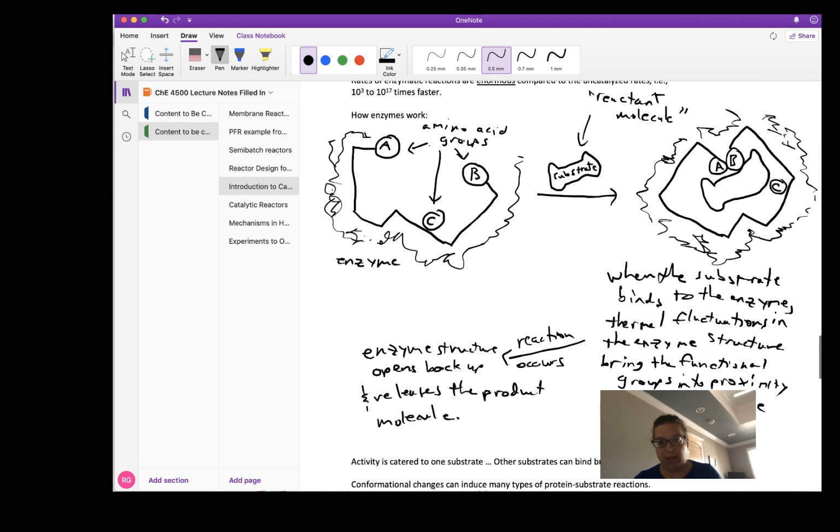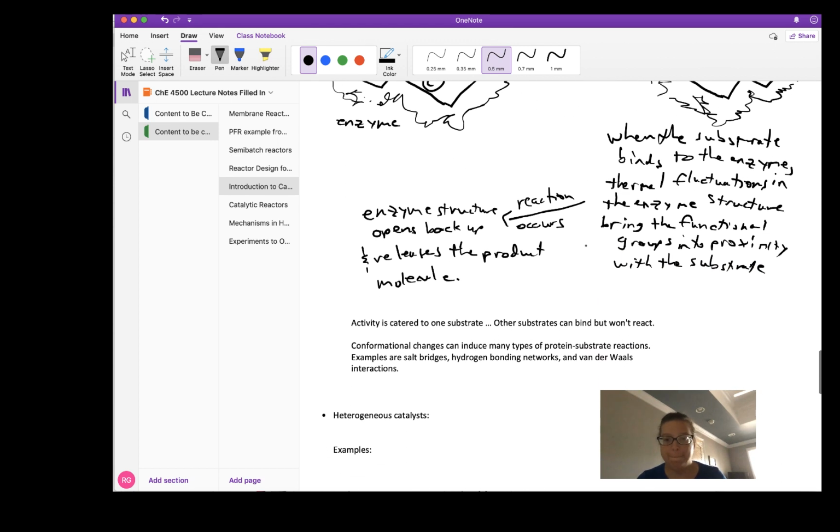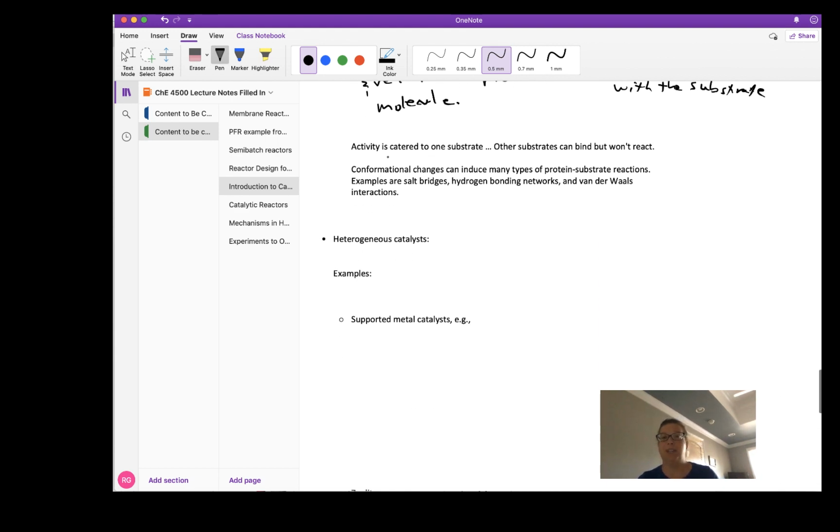So the key here is that the substrate needs to be able to fit inside this cavity. Once it's there, it needs to cause the thermal fluctuations that cause the functional groups to come into proximity with it. Once those functional groups come into proximity, they need to promote the reaction. Once the reaction happens, the functional groups need to become unattracted to the molecule and cause the structure to reopen up. So the thermal fluctuations are going to cause reopening of that structure. And when they do that, the product will be released. So as you can see, that's a very specific process.